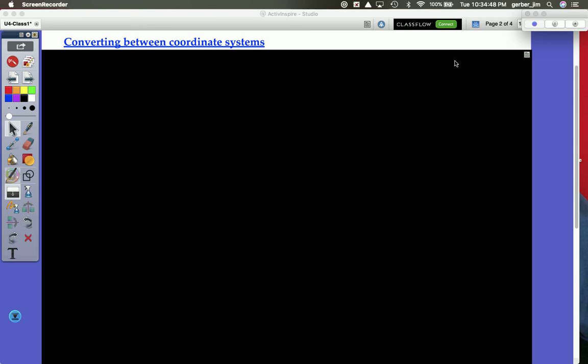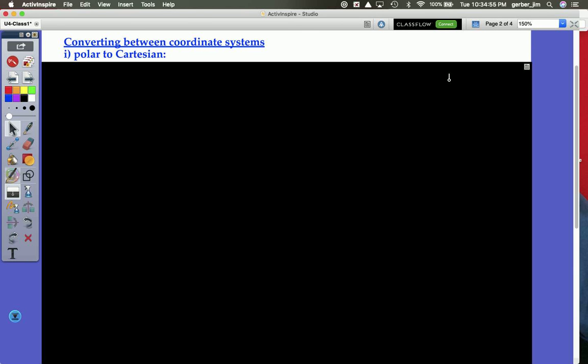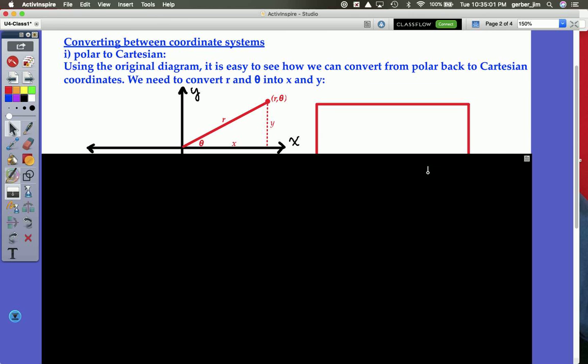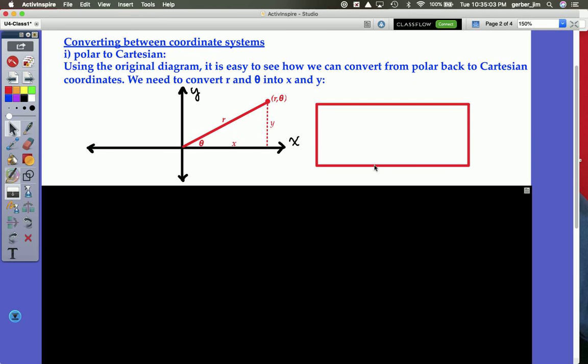And so to convert between the coordinate systems, what we really need to do is think about that diagram we had in the last class. So we're going to start by going from polar to Cartesian, which I think is a little bit easier. And if you remember the diagram we had, it looked something like this. And we said that to get to this point, we could do it two ways.